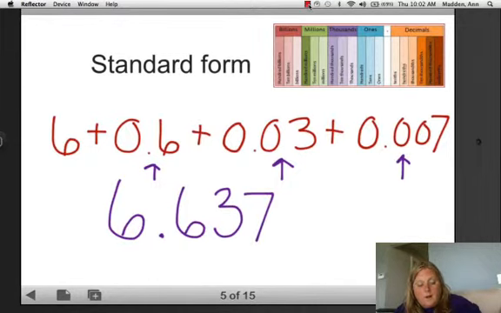So my number in standard form would be 6 and 637 thousandths.